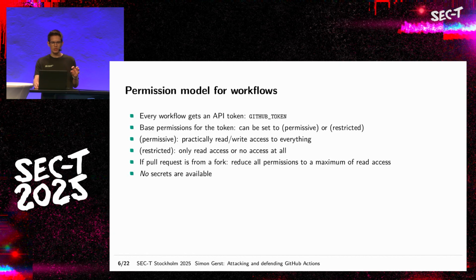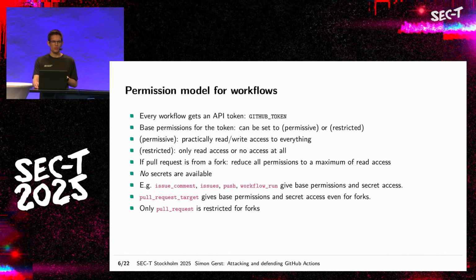And if a pull request is from a fork, so from a repository that is different from the original one, the permissions are reduced to a maximum of read access. And you don't get any access to secrets. And there are a few triggers. Those few triggers give the base permissions and secret access. If you use the dangerous pull request target, it gives base permissions and secret access, even if the pull request is from a fork. And only pull request target is restricted for forks.